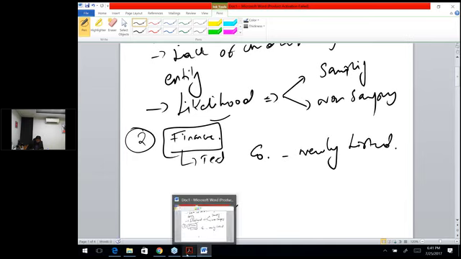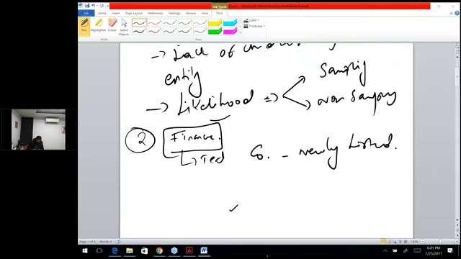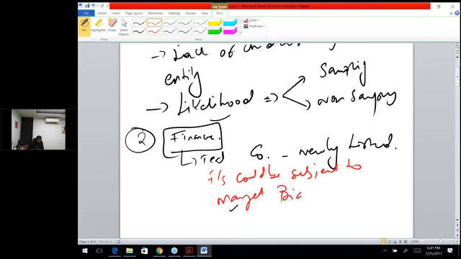If it's a newly listed company, we are not too sure if it was listed in the current year or not, but that means the financial statements could be subject to management bias.